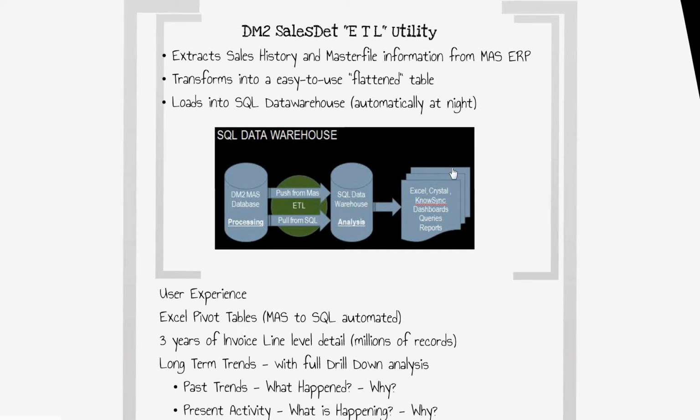So you open up Excel, you click the refresh, and it's going to grab those millions of records which are getting updated every single night from your MAS ERP. And again, it's long-term trends with full drill downs, that's the important part. It's not just long-term trend data, but it's got that full drill down capability. That's what allows us to not only see the larger past trends, but to also drill down into the present activity to understand what's happening.